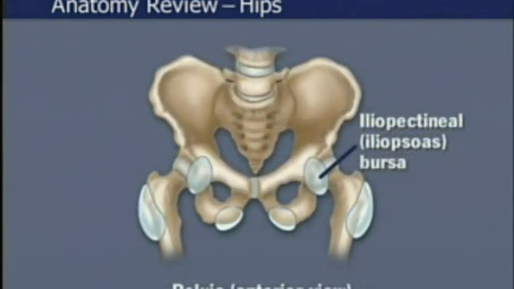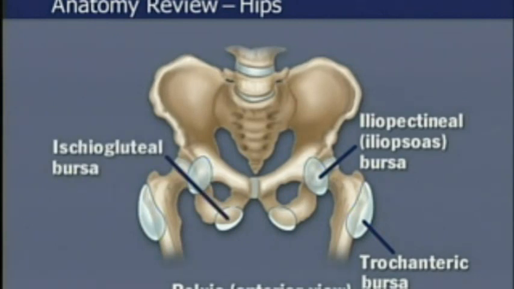The hips have three principal bursae: the iliopectineal or iliopsoas bursa, the trochanteric bursa, and the ischiogluteal bursa. When inflamed, these bursae may cause pain and tenderness in or near the hip or pelvis. The iliopectineal bursa and the ischiogluteal bursa are usually not palpable.